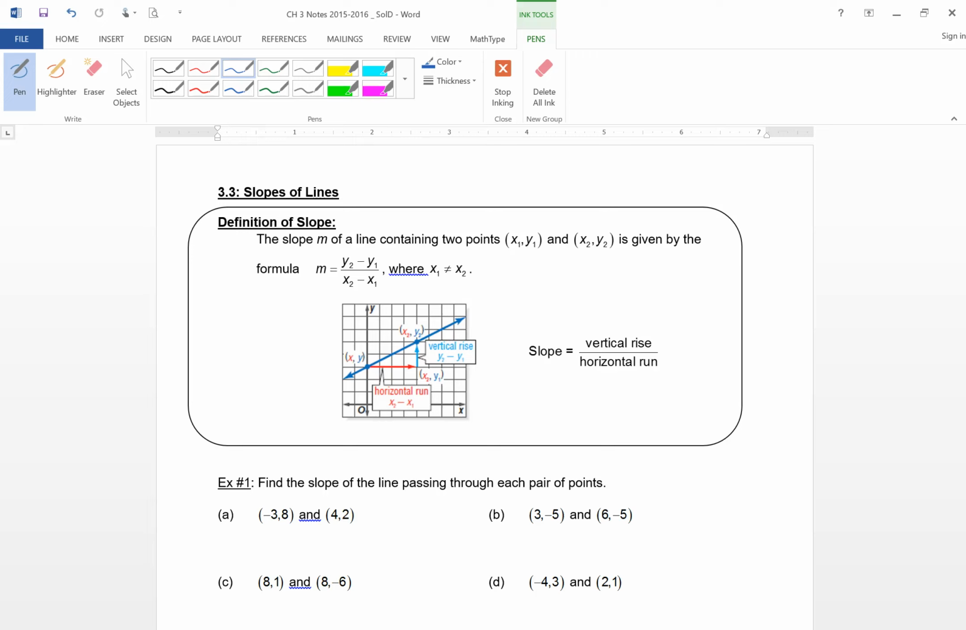We're going to start off talking about slope. How many of you have seen slope before? We've all had it before. So, what is slope? Well, rise over run. That's the formula. Rise over run is how we find slope.